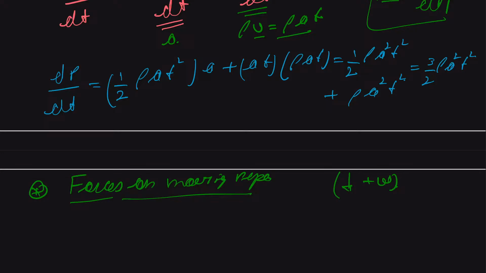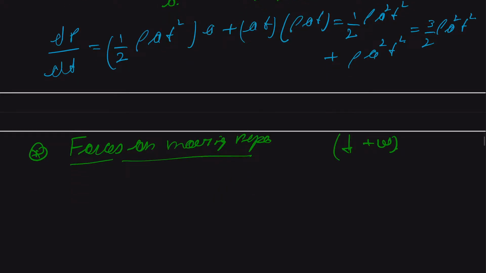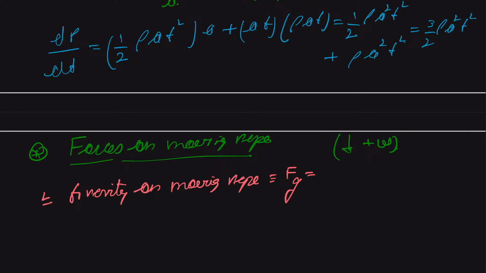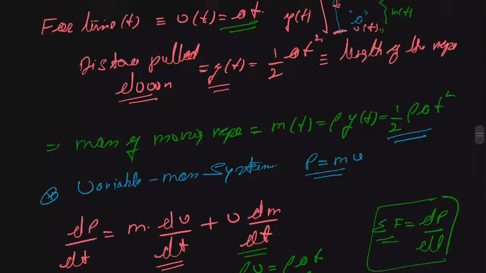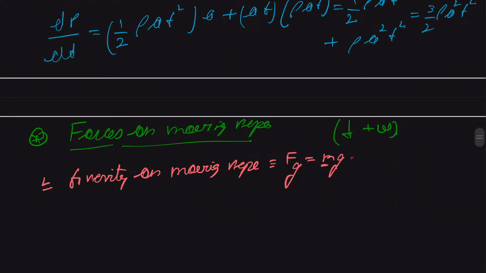Obviously, one of the forces will be the force of gravity acting on the moving rope. So first is gravity, or we can also call it weight, on the moving rope, and we can write this as F_g, which is equal to mass times g. This mass is m(t), which we have calculated as half rho a t square. Therefore F_g is equal to half rho a t square times g.